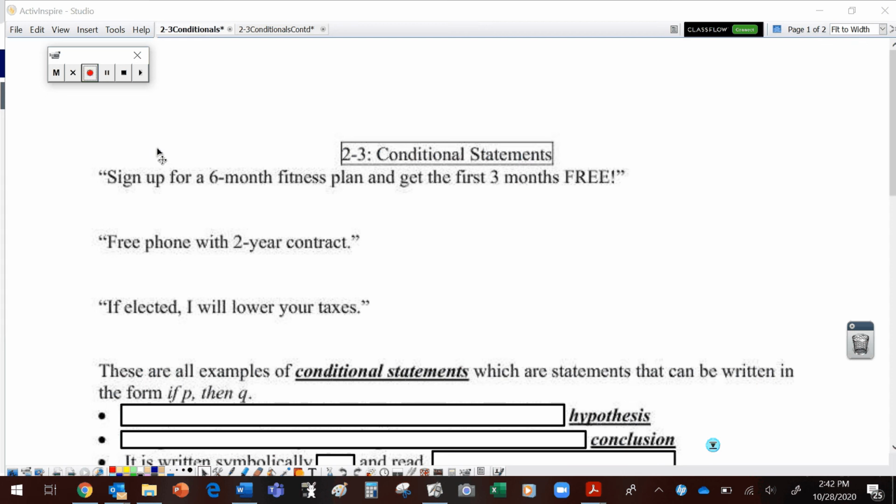Hey guys, welcome back to geometry. Today we're going to take another look in the practical logic section, but we're going to look more specifically at conditional statements. So these three statements we have down here are examples of conditional statements.